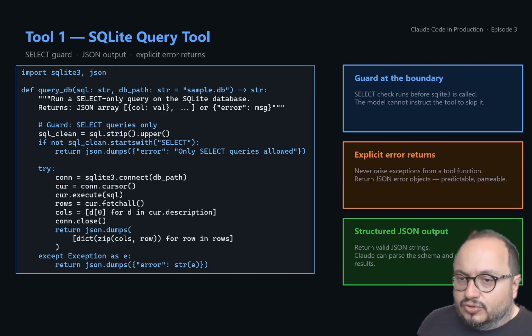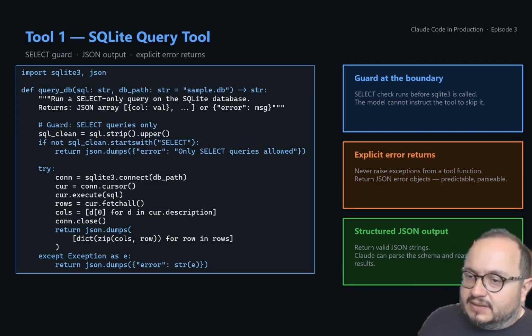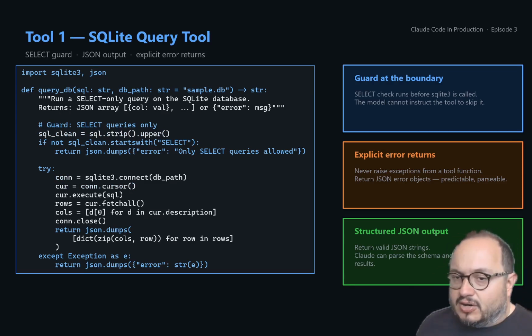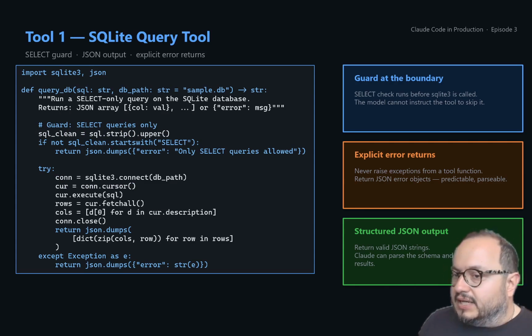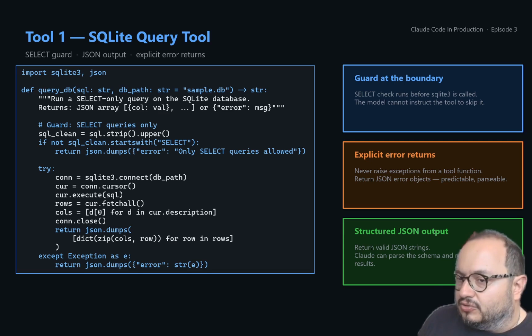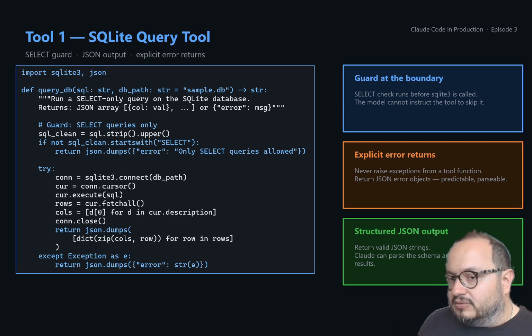The first thing the tool does is a SELECT guard. It checks that the SQL string starts with SELECT after stripping whitespace and converting to uppercase. If it does not, it returns a JSON error object immediately. It does not raise an exception. It does not call SQLite at all. This is the same defense in depth pattern from the NL to SQL episode in the Python AI series. The guard lives at the tool boundary, not in the model.